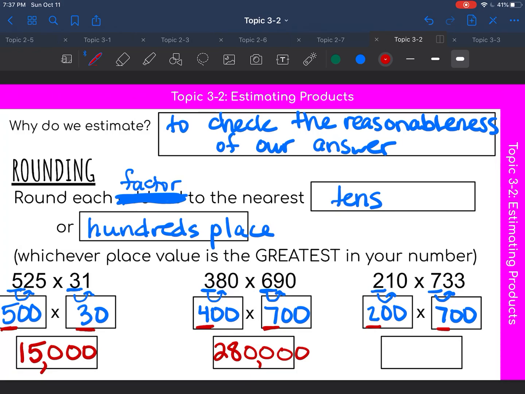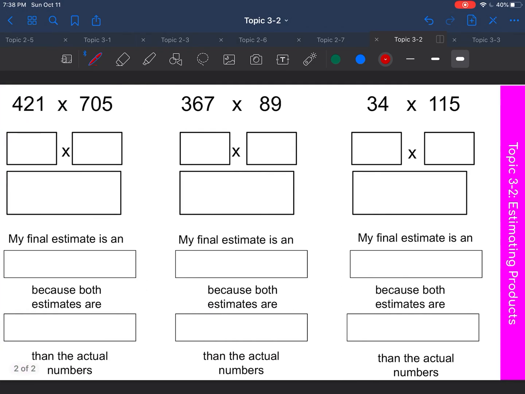Again, our basic fact in this problem is 7 times 2, and we know that is 14. And then there are 4 zeros total, so it's 140,000. All right, so all we're doing today is just estimating, because when we estimate before we actually solve it, when we get our final answer, we can see if we kept our place values the same and have a close actual answer.